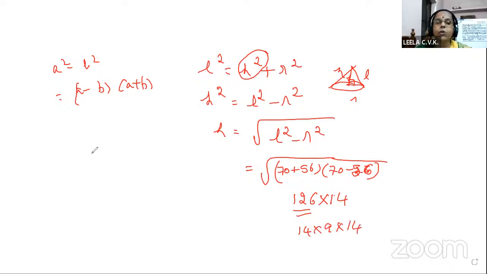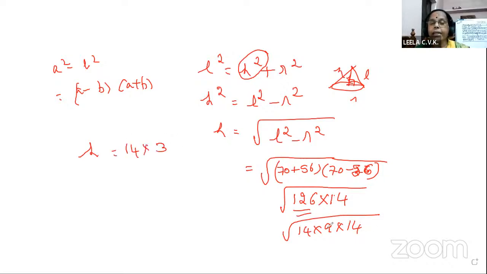Therefore, H is equal to the square root of 14 into 14 into 9. What is the square root? 14, and 9's root is how much? 3. So 14 threes are 42. So it is 42 centimeters.